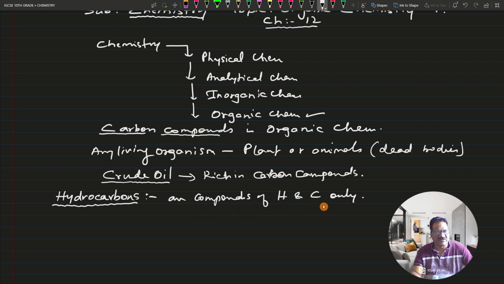So these hydrocarbons can be of many types. They can be hydrocarbons of single bond, there can be hydrocarbons with double bond, there can be hydrocarbons with triple bond. So all this we are going to study in future. So hydrocarbons are compounds of hydrogen and carbon, and these are the main constituent of the crude oil. Crude oil is made up of various types of hydrocarbons.